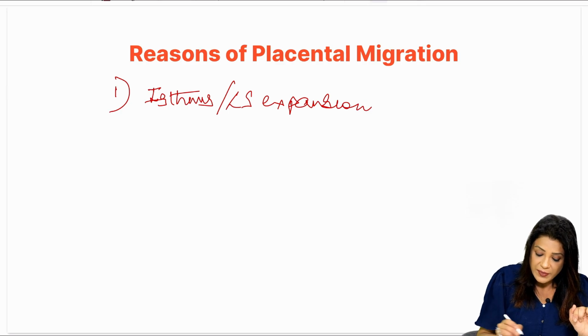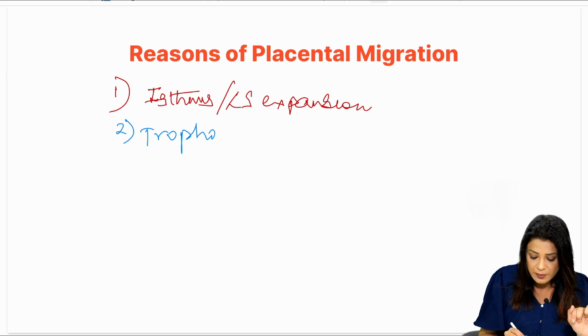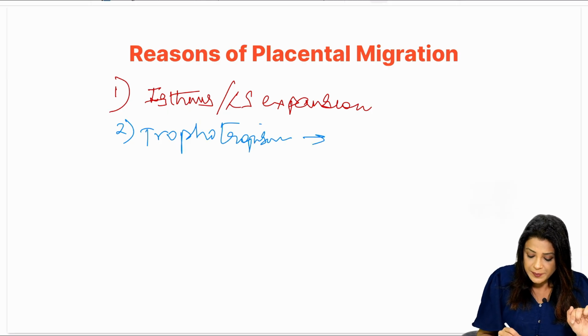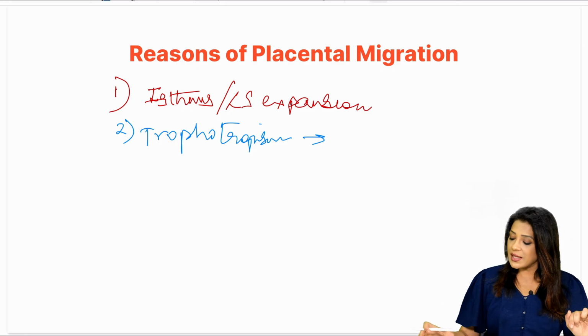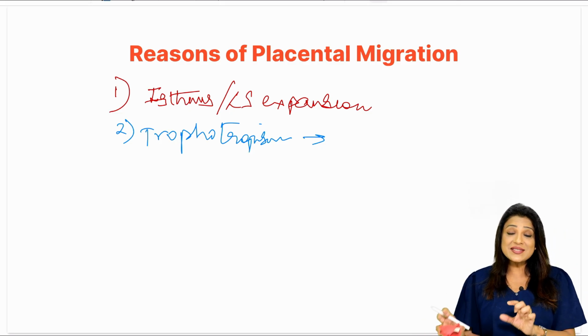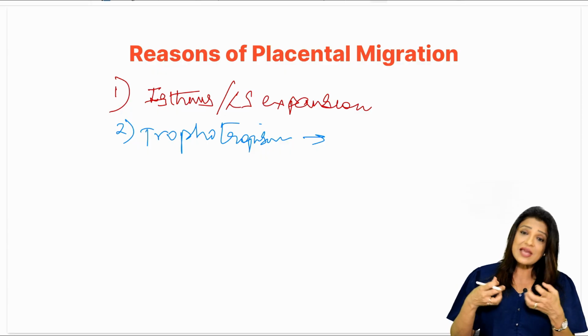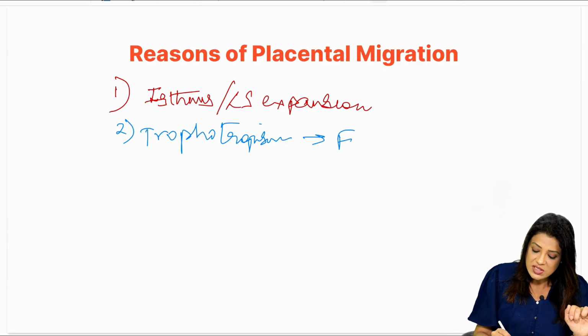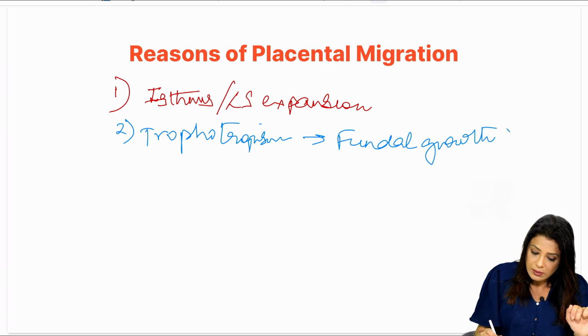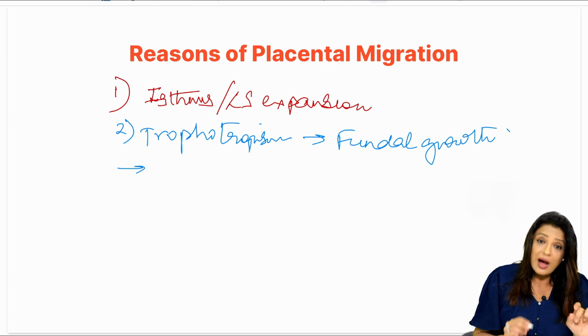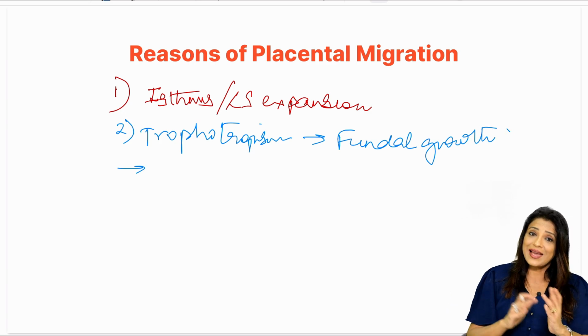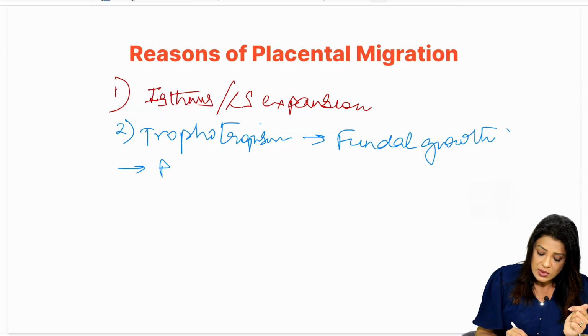What is the other cause? The other cause is trophotropism. What is trophotropism? Trophotropism means that the trophoblast which is getting implanted at the fundus makes it grow. It just kind of pulls everything up. So trophotropism causes fundal growth, leading to unequal growth between the fundus and the lower segment.